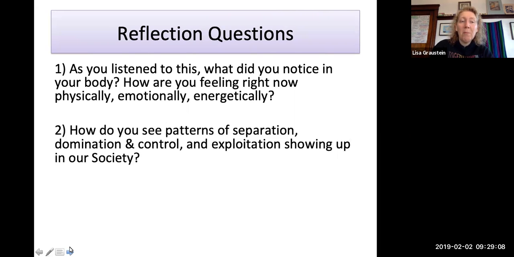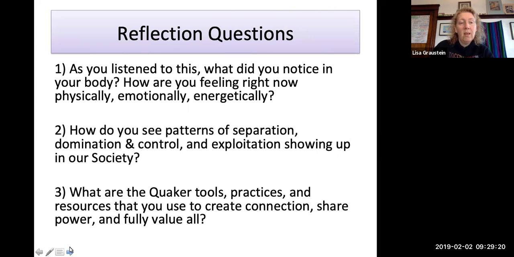How do you see the patterns of separation, domination and control, and exploitation showing up in our society? I just named a few ways. There are many, many ways these patterns show up. So what are the ways you see them showing up among the Religious Society of Friends? And third, what are the Quaker tools, practices, and resources that you use to create connection, share power, and fully value all? I just named a few that I see and use. There are so many more, and I hope that this starts a conversation around what all the things are that our rich and incredible faith tradition has to offer us in working for justice among ourselves and in the broader world.